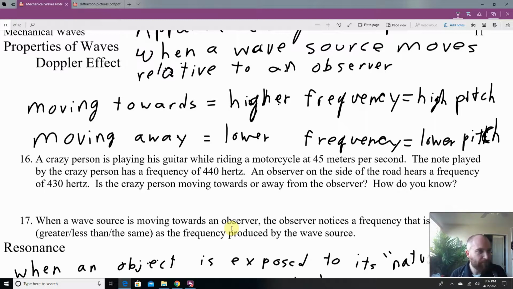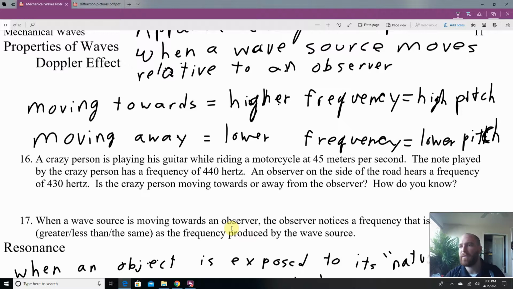Alright, hope you tried it. 16. A crazy person is playing his guitar while riding a motorcycle at 45 meters per second. Because you'd have to be crazy to play guitar while riding a motorcycle. The note played by the crazy person has a frequency of 440 hertz. An observer on the side of the road hears a frequency of 430 hertz. Is the crazy person moving towards or away from the observer, and how would you know?